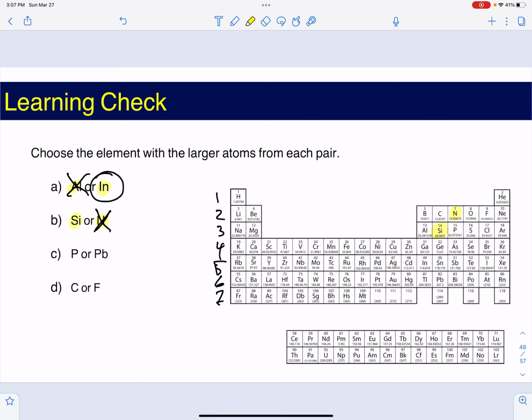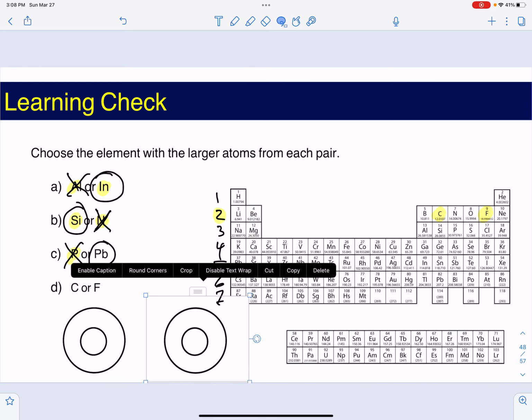What about the next one? The next one is going to be phosphorus and lead. Clearly, we can see that lead is going to be the bigger one. And what about carbon and fluorine? Carbon is going to be here, and fluorine is going to be there. If you notice, both of them are going to be on level 2. So it's going to be a situation like this. You're going to have one energy level, 2 energy levels for one of them, and for the other one, you're going to have exactly the same thing: 1 energy level, 2 energy levels.